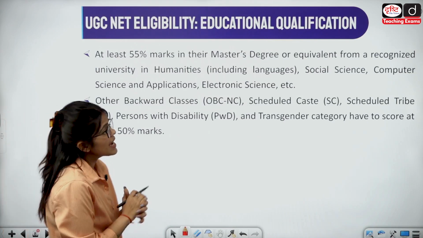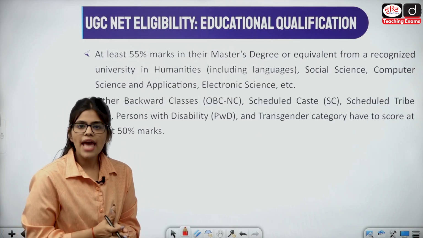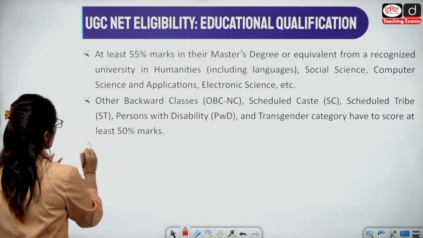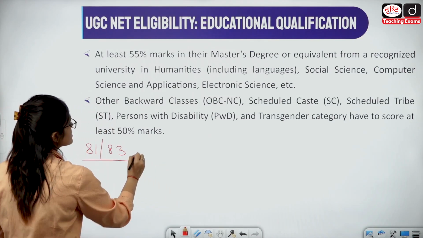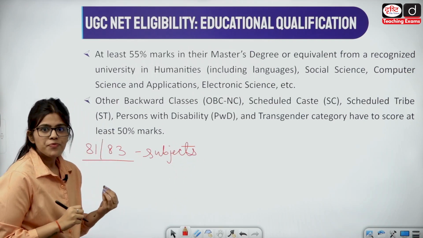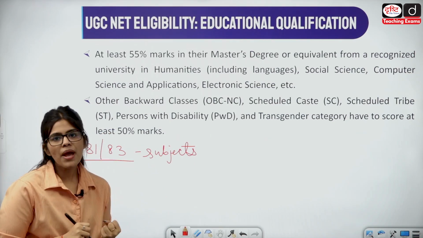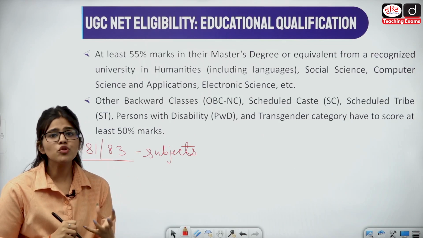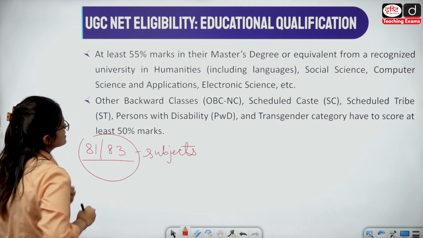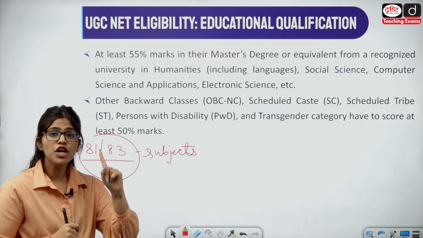So what is the eligibility of this exam? As I told you, the UGC-NET exam is there for students in the humanities field and other fields. There are about 81 to 83 subjects in UGC-NET, and you can choose any of them to give the paper. There are two papers, paper 1 and paper 2. Paper 2 is the core paper that you have, and in that paper, you can choose any subject out of these 81 to 83 subjects offered by UGC-NET.